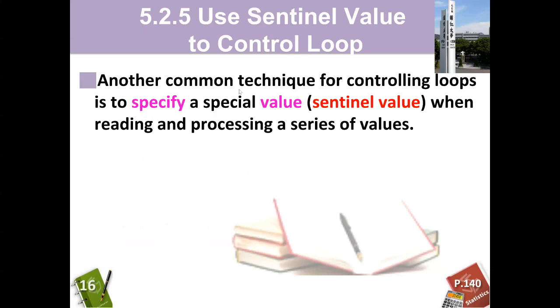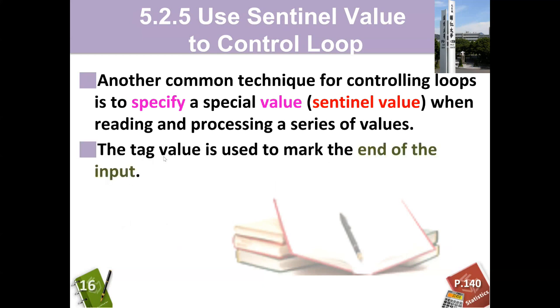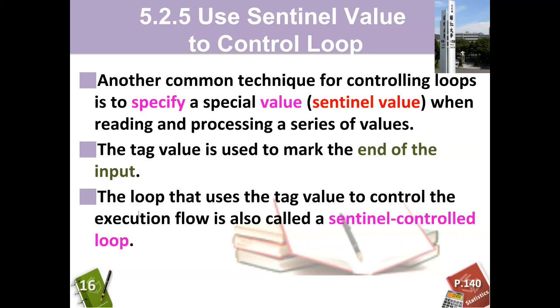So another common technique for controlling a loop is to specify a special value. This value we call a sentinel value when reading and processing a series of values. So the tag value, also sometimes we call that a tag. A tag value is used to mark the end of the input. So the loop that uses the tag value to control the execution flow is also called a sentinel controlled loop.